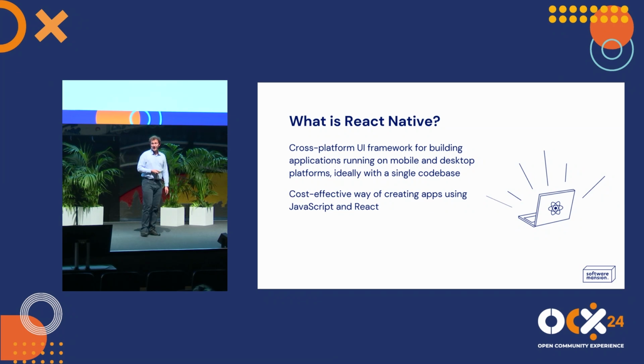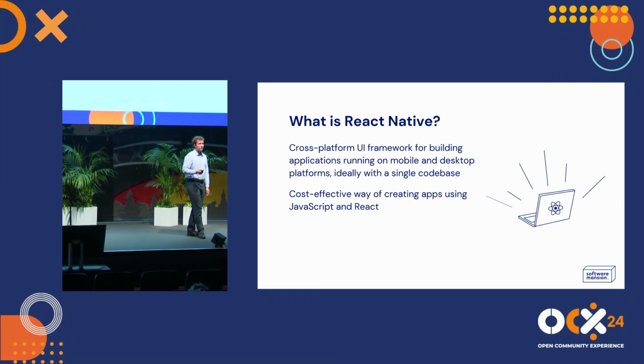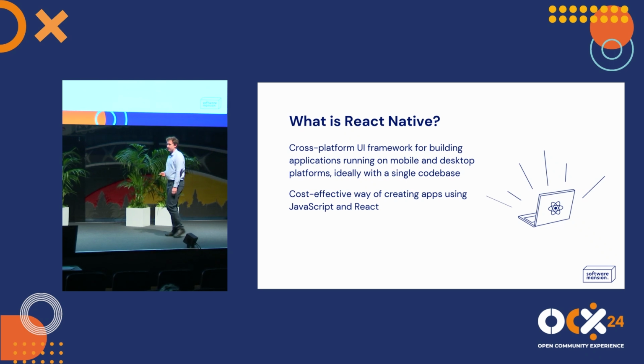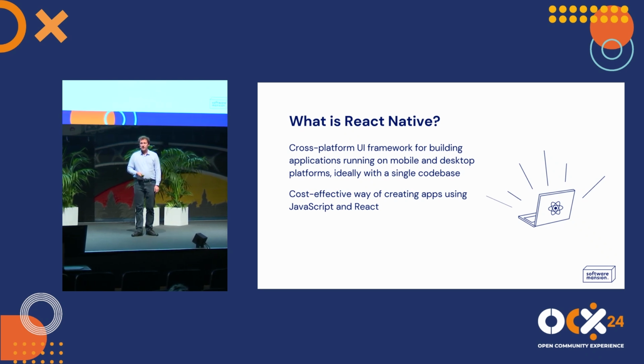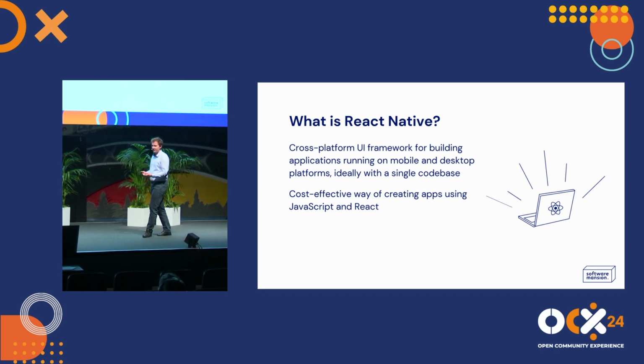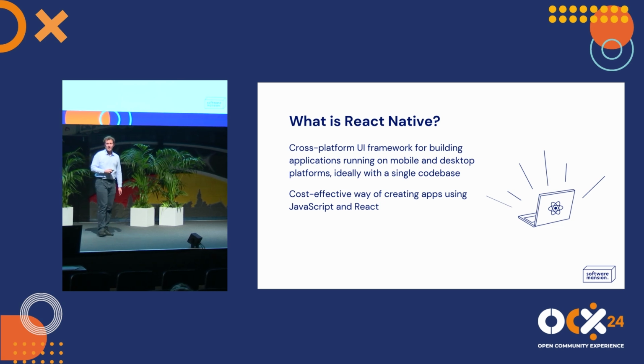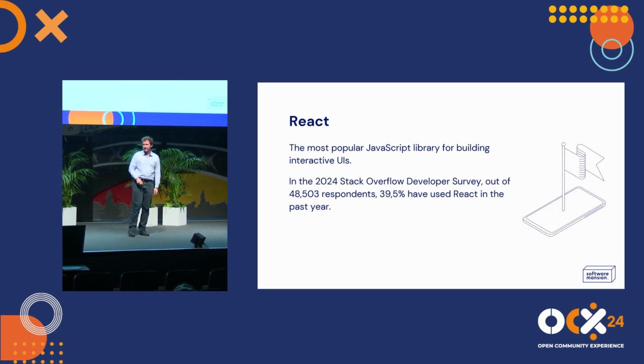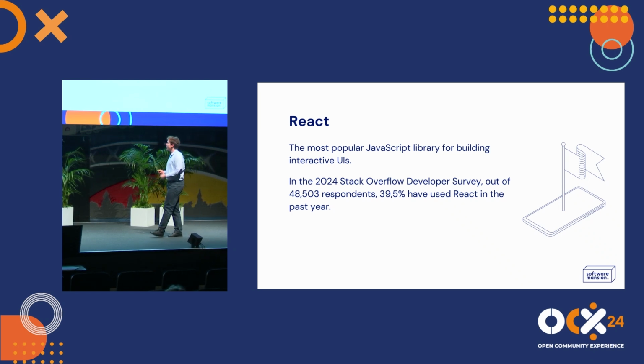So, what is React Native? It's a cross-platform UI framework for building apps, both mobile and desktop. And ideally, you should be able to do that with a single code base, though it depends. And it's also a cost-effective way of creating apps using JavaScript and React. Well, React. The most popular JavaScript library for building UIs. In the 2024 Stack Overflow survey, out of 48,000 respondents, almost 40% have used it in the past year.